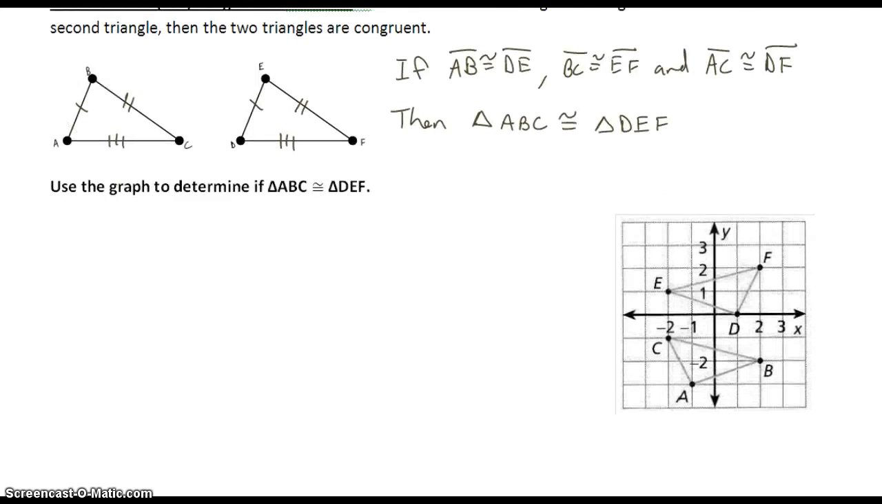Let's take a look at the side-side-side postulate in coordinate geometry. If I want to prove that triangle ABC is congruent to triangle DEF, I'm going to use side, side, side. And in order to do that, I need to prove that the measure of AB is equal to the measure of DE, and the measure of BC is congruent to the measure of EF, and the measure of AC is congruent to the measure of DF. Well, in order to find measure in coordinate geometry, I need to use the distance formula.